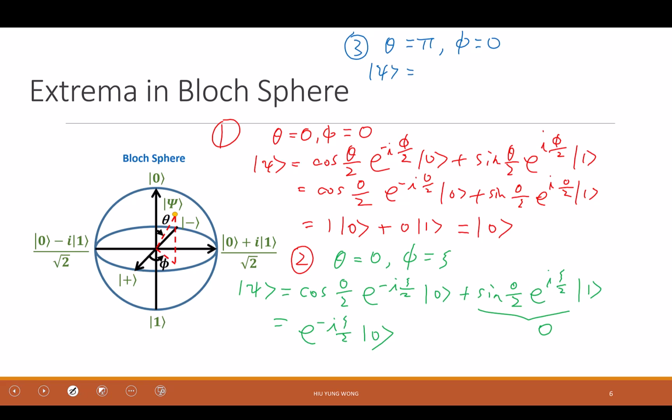Psi equals cosine pi divided by 2, because it's divided by 2, e to the power negative I 0 divided by 2, 0, plus sine pi divided by 2 e to the power negative I 0 divided by 2, 1. Then, of course, cosine pi divided by 2 is 0, so the whole term is gone. Sine pi divided by 2 is 1. E to the power 0 is 1. So this one gives me 1. This is as expected. The south pole is state 1. It corresponds to state 1. Okay?